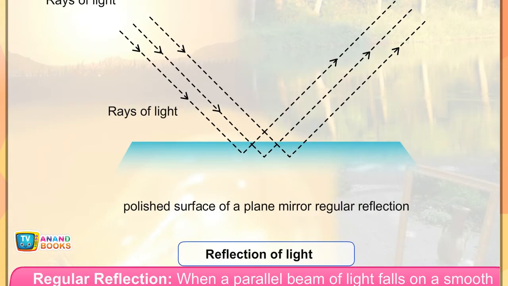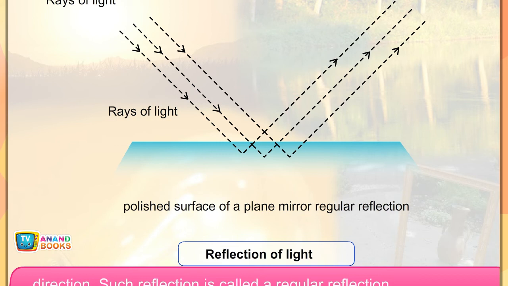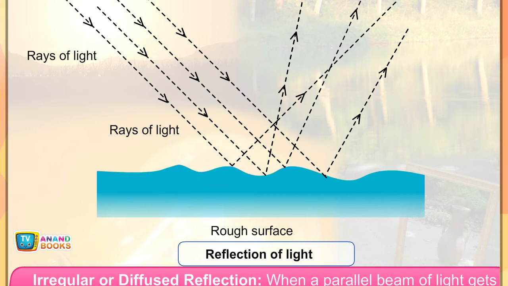Regular reflection. When a parallel beam of light falls on a smooth surface, like that of a plane mirror, it is reflected in a definite direction. Such reflection is called regular reflection. Irregular or diffuse reflection. When a parallel beam of light gets scattered in different directions, it is called irregular or diffused reflection.